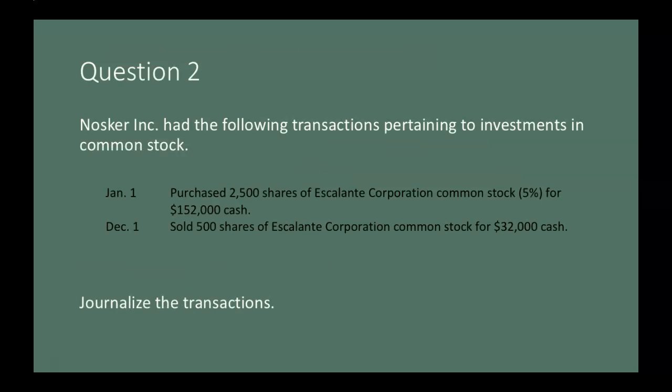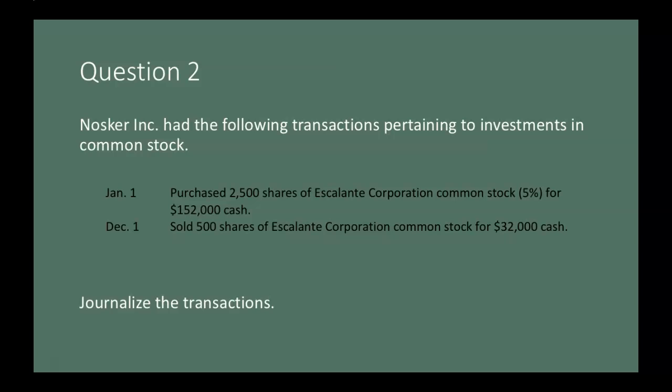Now, question number 2 says, NOSCAR Inc. had the following transactions pertaining to investments in common stock. So these are stock investments, right? We dealt with debt investments in question number 1. Question number 2 dives into stock investments. So we are purchasing 2,500 shares of Escalante Corporation common stock for $152,000 in cash.